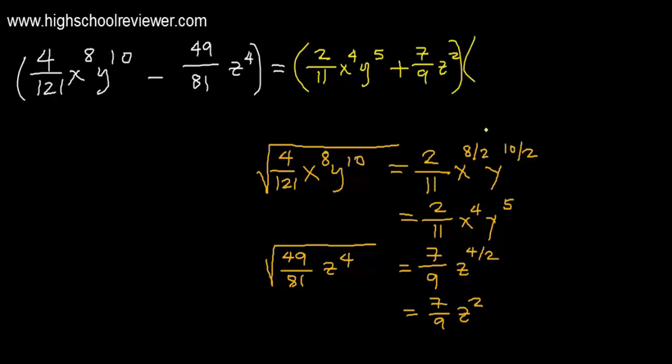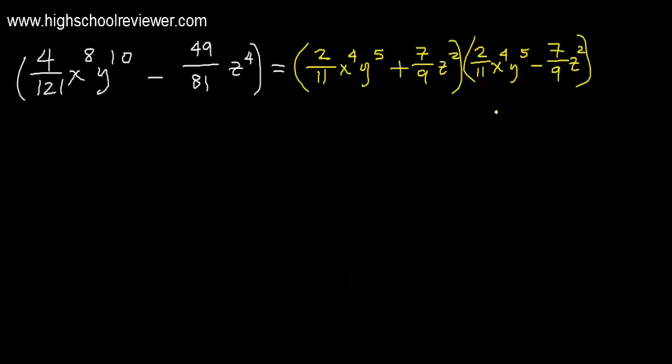Multiply this by the difference of two terms. We will just copy the terms: 2 over 11 x raised to 4 y raised to 5, and this is the difference now, minus 7 over 9 z squared. And this is our answer to our last example.